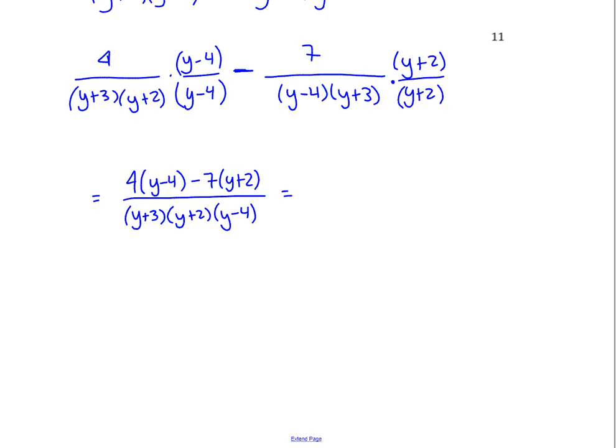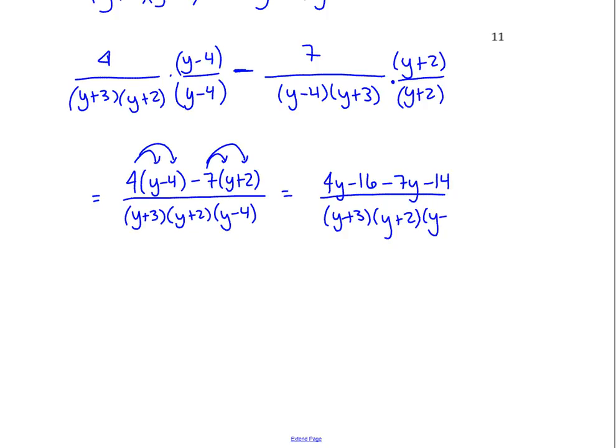Okay, so use distributive law in the numerator. We have 4y minus 16. And then what? Minus 7y minus 14. Good. We're just bringing in the negative 7. Okay, when we collect like terms, what does that give me? How many y's? Negative 3.